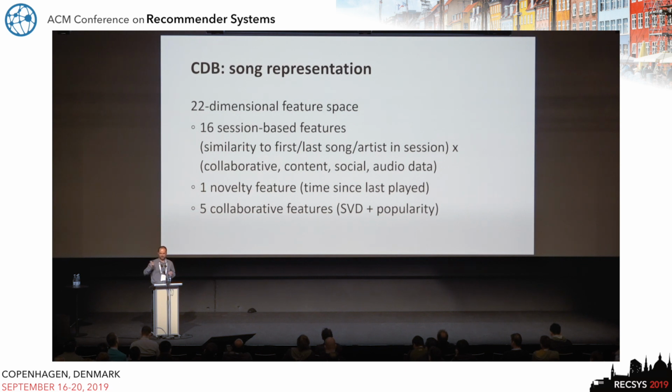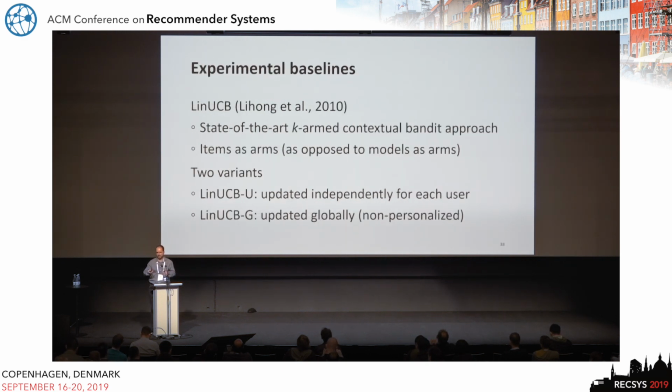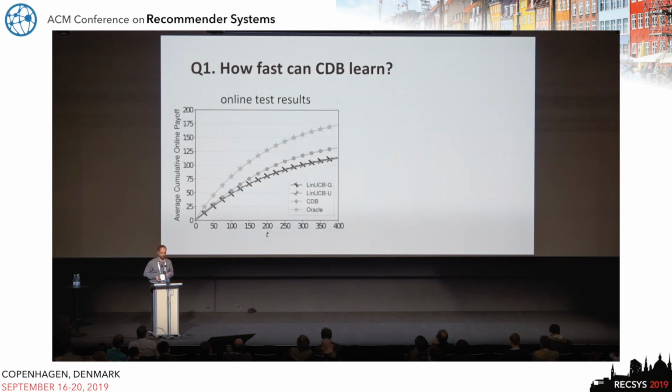We used standard features for a 22-dimensional feature vector representation of the songs, and we compared our model against linear UCB, which was presented in one of the previous talks, which is a state-of-the-art contextual bandits approach, but models items as arms instead of models as arms as we're doing here.